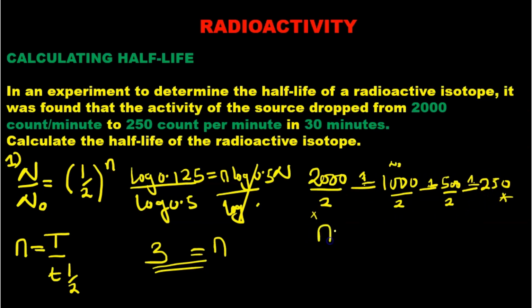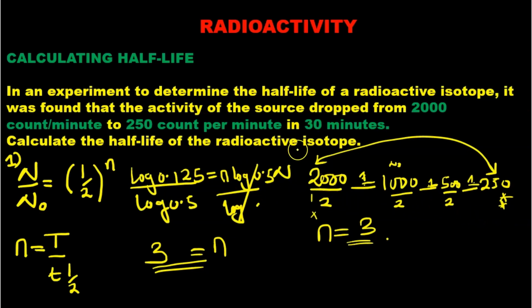So the number of half-lives still remains 3. So that is the easy one that you can also use to find the number of half-lives. Remember, you only apply this one when you have the initial and of course the last one, which is the sample that remains.